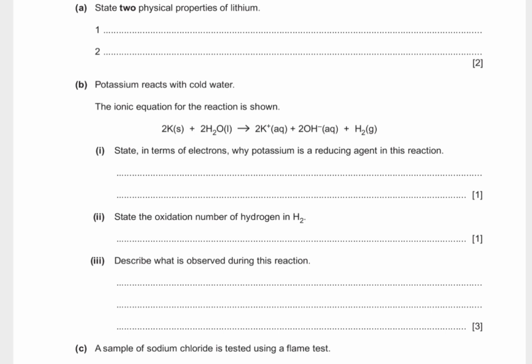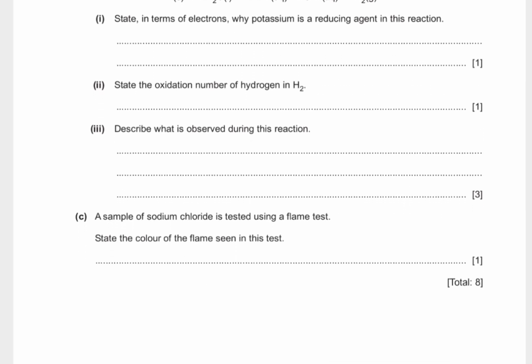Describe what is observed during this reaction. So it is that potassium floats on water, it moves across the surface of water, it melts, and we have the gas releasing here, so the bubbles, effervescence will be released, and a colorless solution will be formed, and the smaller pieces will be formed here in the solution, and it gives you a lilac flame at the end.